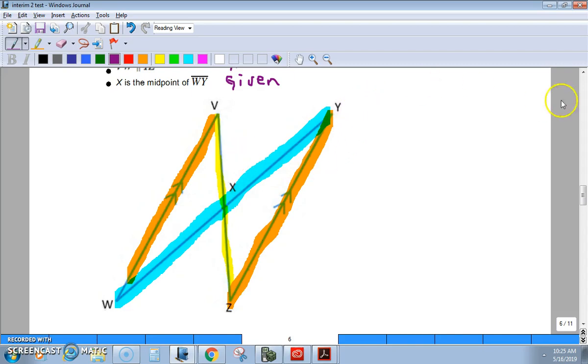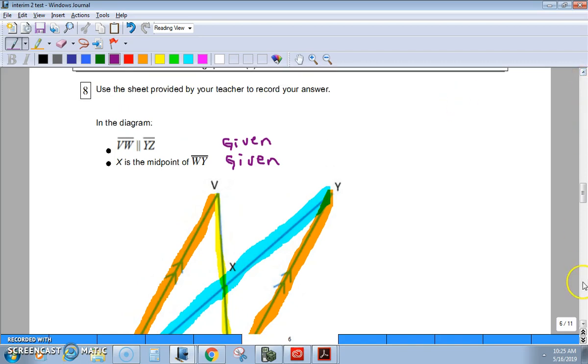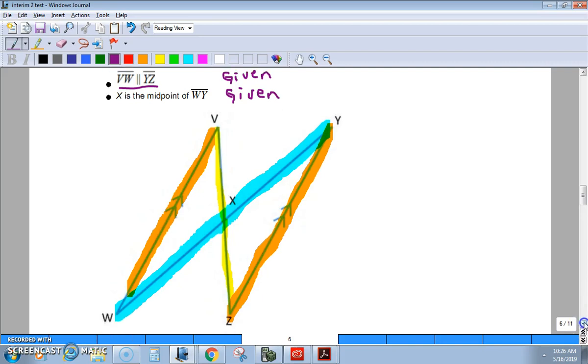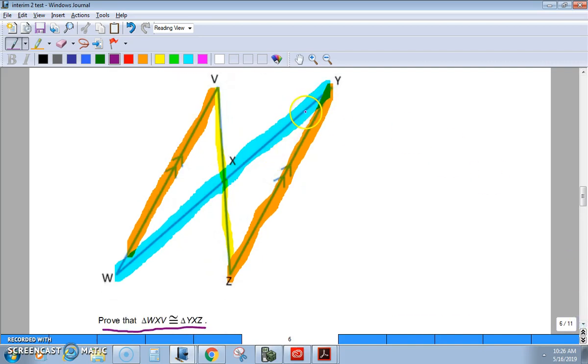Okay, so what do we know? We have to take what we've been given and extrapolate what we know from that. So if we know that two lines are parallel, we can use those angle relationships. So can we prove that this angle where the orange and the blue lines connect is equal to this angle? Okay, and we can, because if we call that angle ZYX, I know that's congruent to angle VWX.